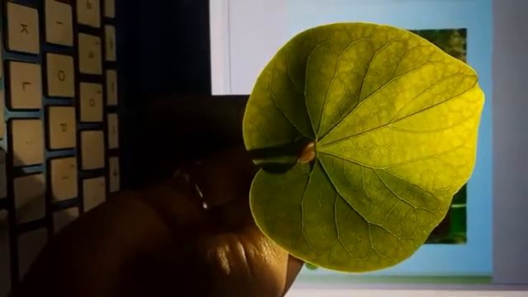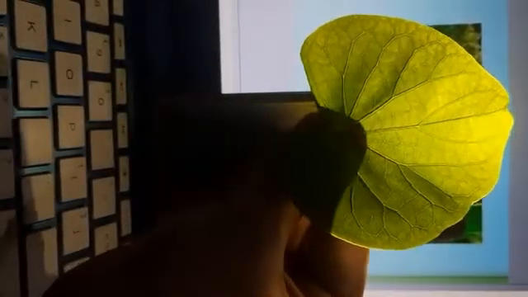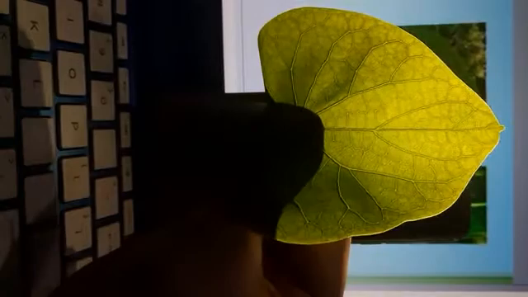Now you can see the veins. Behind it is the flashlight of a phone, and if you keep it like this, you can see light passing through the veins of the leaf. Just observe this net-like structure, which is the reticulate venation. This leaf shows it very beautifully.